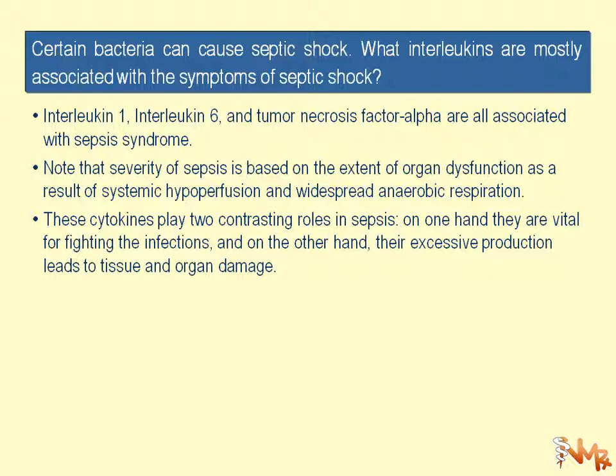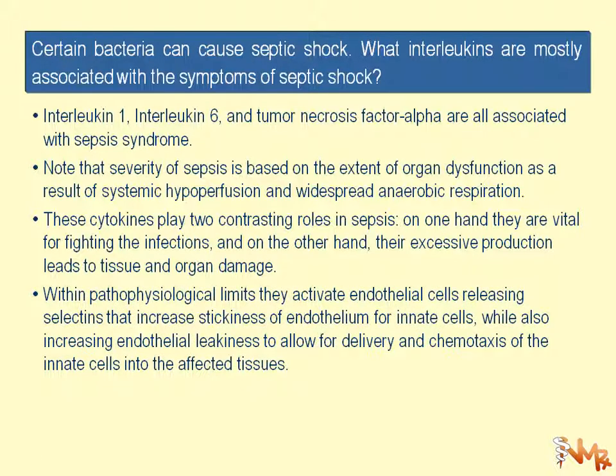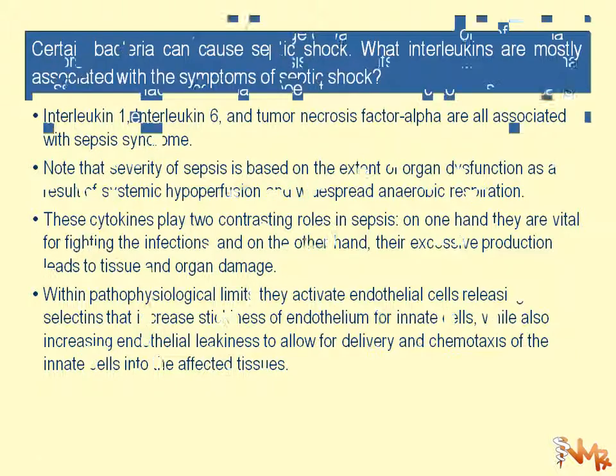These cytokines play two contrasting roles in sepsis. On one hand, they are vital for fighting the infections. On the other, their excessive production leads to tissue and organ damage. Within pathophysiological limits, these cytokines activate endothelial cells and stimulate them to release selectins. And these selectins increase the stickiness of endothelium for innate cells, while also increasing endothelial leakiness to allow for delivery and chemotaxis of the innate cells into the affected tissues.